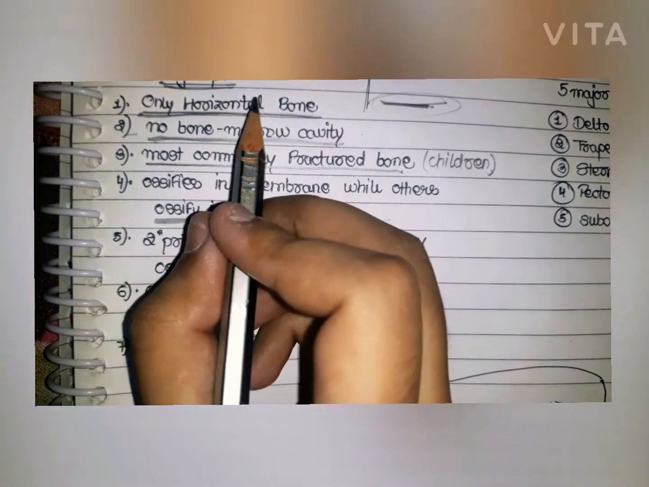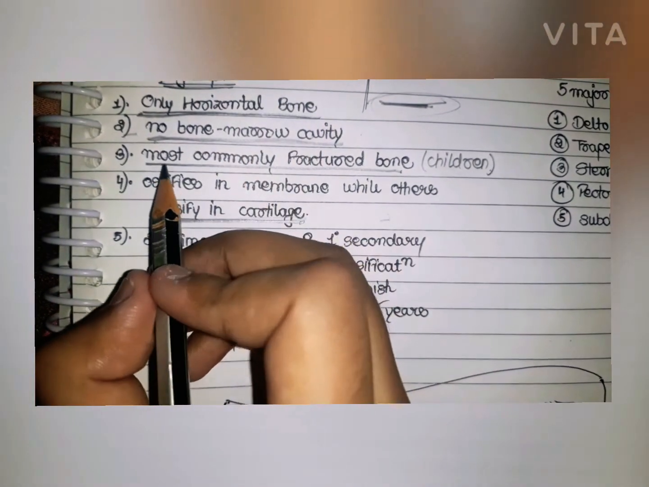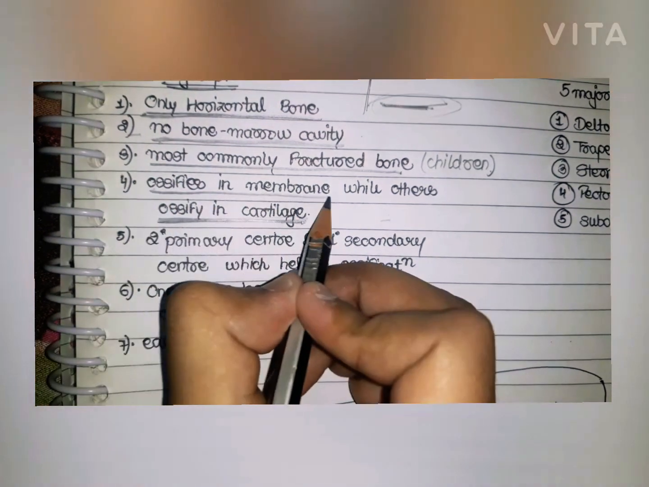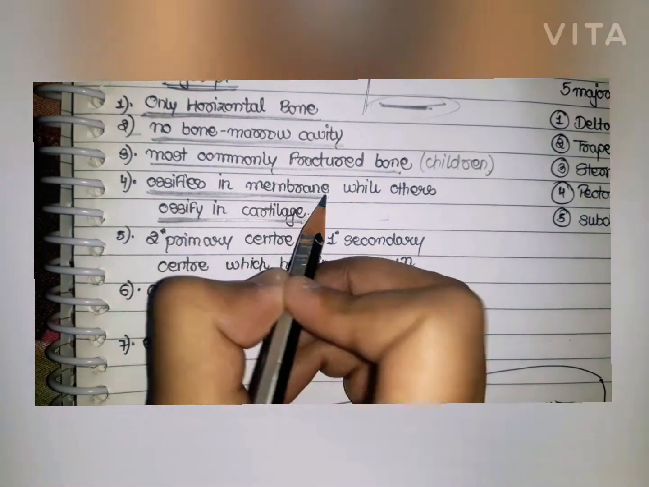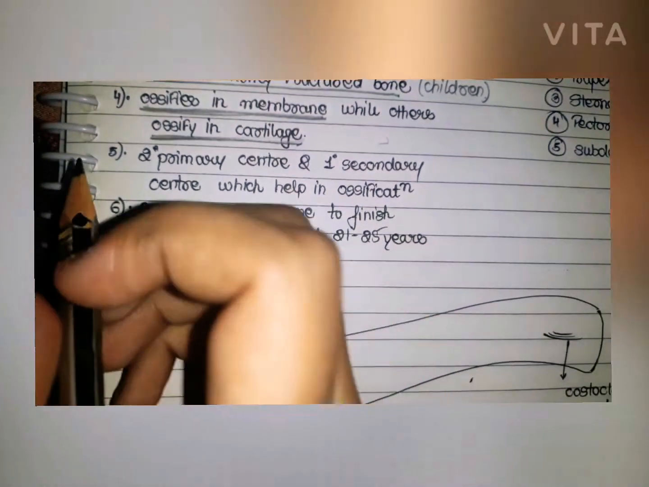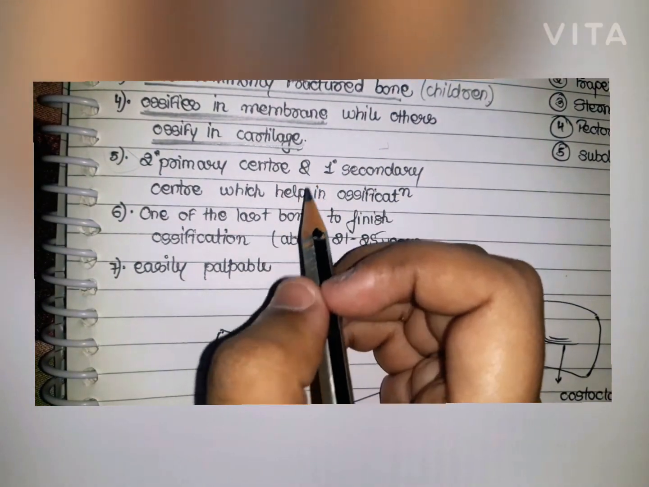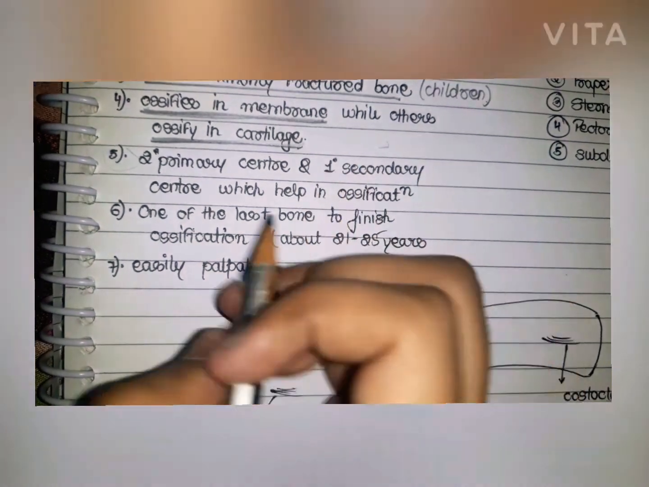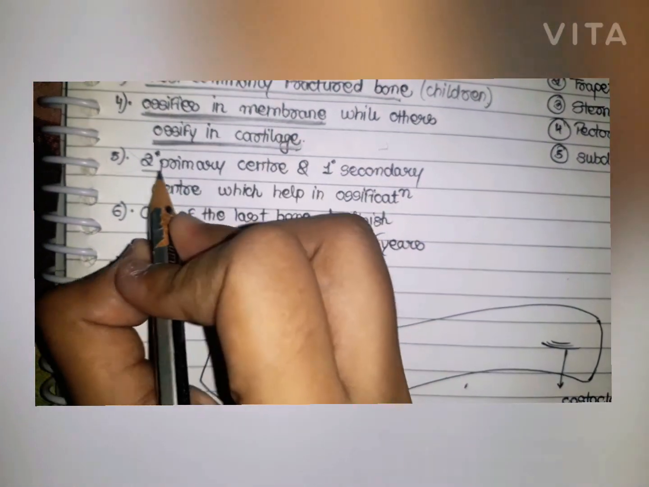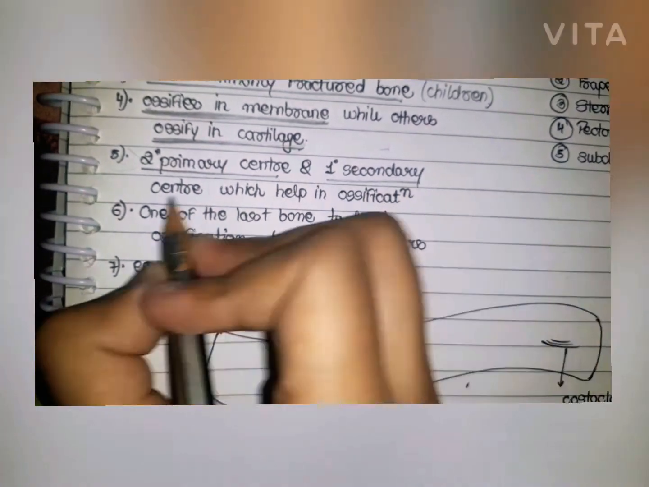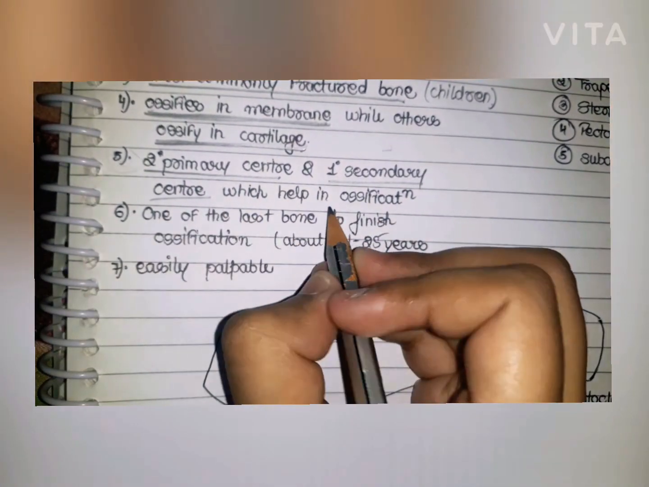But this is the only exception: the clavicle is the only bone which ossifies in membrane. From membrane to bone it converts. Again, this is a most important point, and what assists in the ossification of the clavicle is that it has two primary centers and one secondary center.